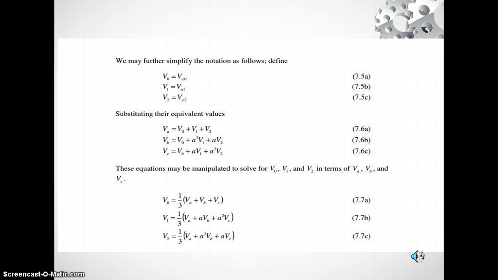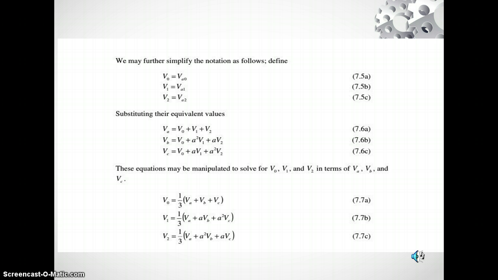We may further simplify the notations as follows. Define V0 equal to VA0 and V1 equal to VA1 and V2 equal to VA2. Substituting their equivalent values, we get VA equal to V0 plus V1 plus V2 and VB equal to V0 plus A square V1 plus A V2 and VC equal to V0 plus A V1 plus A square V2. These equations may be manipulated to solve for V0, V1 and V2 in terms of VA, VB and VC.